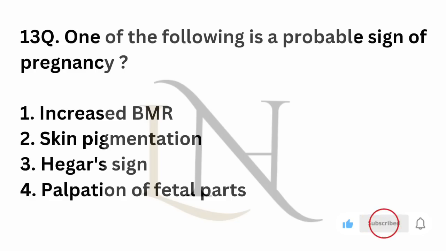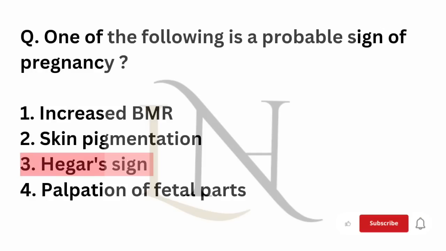Move to next MCQ. One of the following is a probable sign of pregnancy. Option 1 increased BMR, option 2 skin pigmentation, option 3 Hegar's sign, option 4 palpation of fetal parts. Answer is option 3, Hegar's sign is a probable sign of pregnancy. We will see the next MCQ.